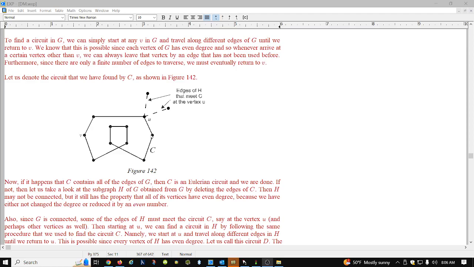I should have made it a little bit clearer. We're removing the edges of C. I said that in writing, but I didn't say that in words. So we're not taking out the vertices, just the edges. So that's going to drop the degrees by 2 for each vertex, so there's still even degrees.